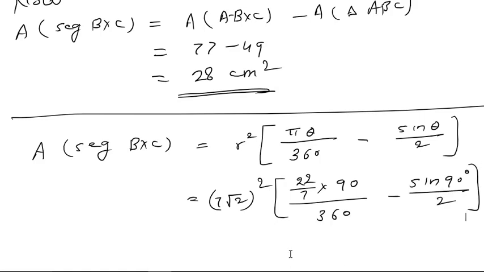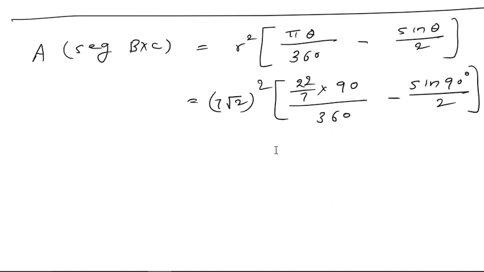Now the value of sin 90 is 1. I said that you have to remember the trigonometric ratios for standard angles. So for 0 degree the value is 0, for 30 degree the value is 1 upon 2, for 45 degree the value is 1 upon root 2, for 60 degree it is root 3 by 2, for 90 degree it is 1. As I remember these values, you also have to remember these values.